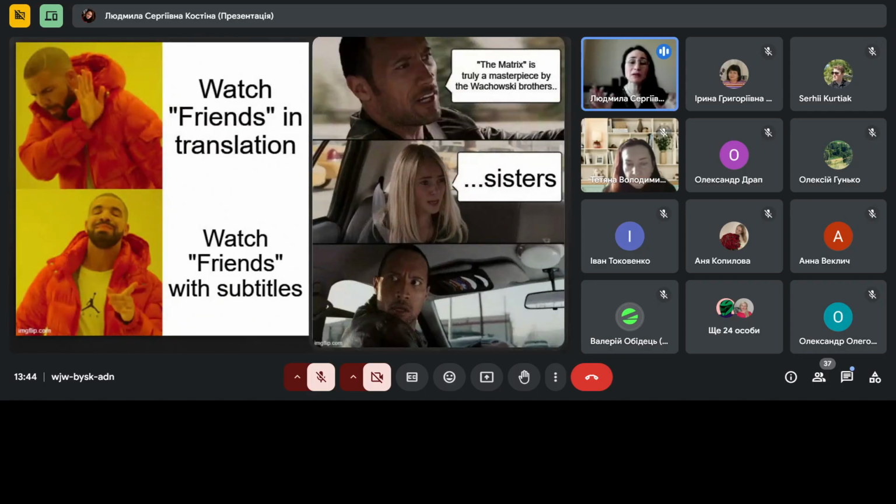Well, and now a little bit of cinema. So, you know the serial Friends, yes, some of you know. Well, and we're not happy when we watch it in translation, but when we watch with subtitles, then we're so happy. It's great, yes, especially for students, right? So, and now The Matrix. Well, The Matrix is truly a masterpiece by the Wachowski brothers, but still, they are sisters now. If you know the story of the Wachowski brothers, now sisters, yeah, then you will understand. Quite funny.